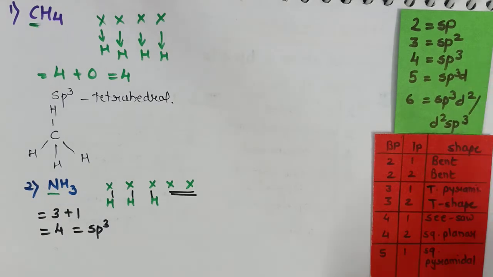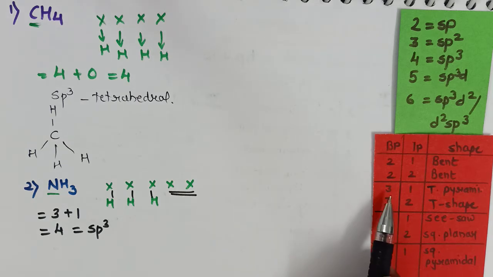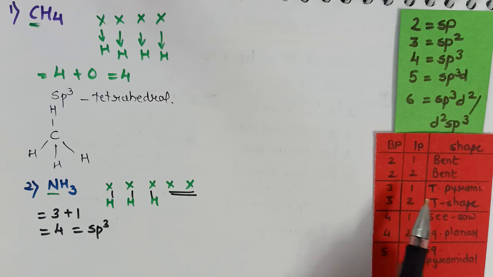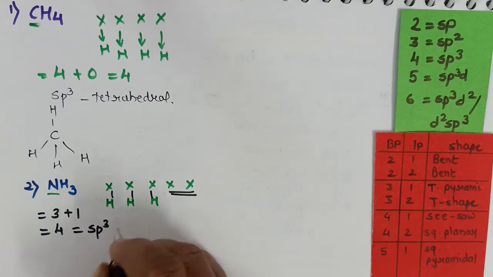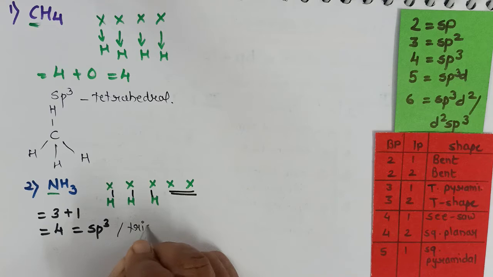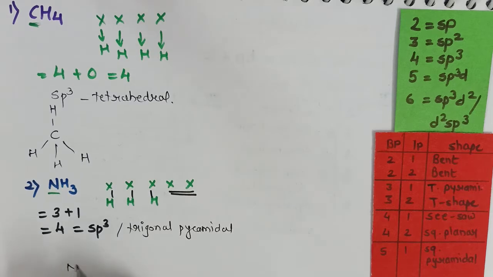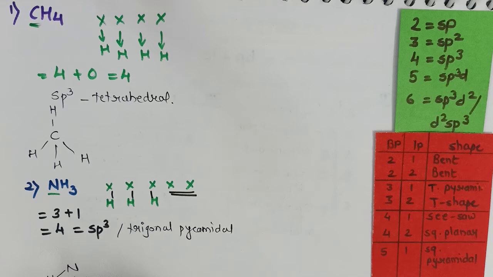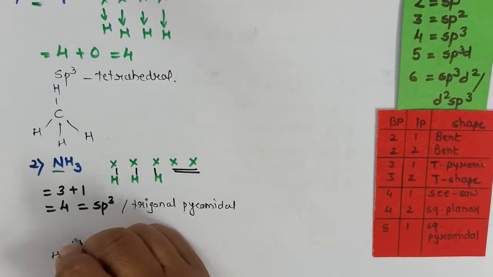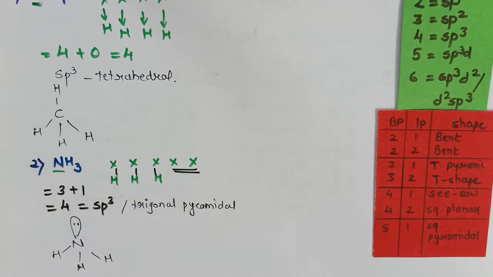You can see in this table, in case of ammonia, we have 3 bond pairs and 1 lone pair. Therefore, the shape is trigonal pyramidal. Nitrogen and 3 hydrogens occupy the shape of a triangle and the lone pair will occupy the position of a pyramid.